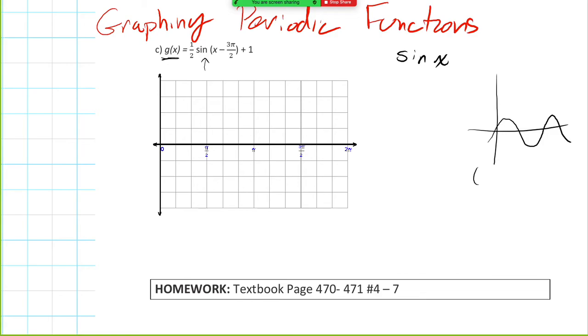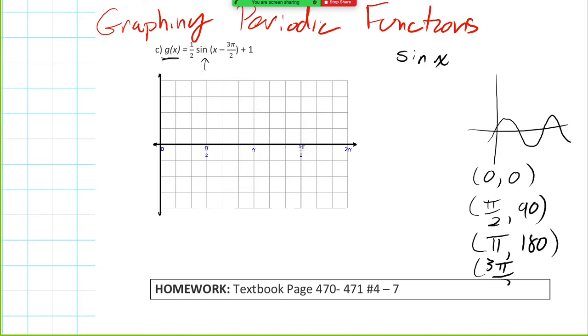We'll just put them here below. We know one of them will be at 0, 0. Another one will be pi over 2 and 90. Another one is pi and 180. 3 pi over 2. And, oh, sorry, what am I doing? I was writing the degrees in here. These are the y values. This is 1, 0, negative 1. And the last one is 2 pi and 0.